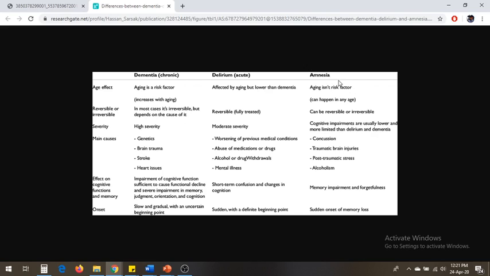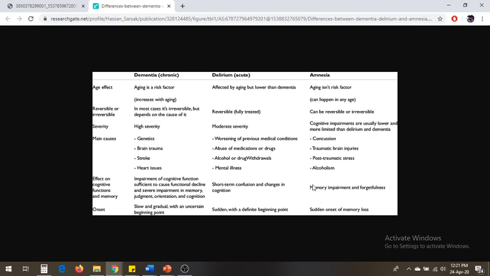Right? Amnesia, what is that? That's a kind of short-term memory loss. The exact word, short-term memory loss. Right? Aging is not a risk factor here, whereas in dementia aging is a risk factor. It can happen at any age. Sometimes we used to mock people, right? Whether you are having short-term memory loss. Yeah. So that accounts for amnesia. It can be reversible or irreversible. Most of the time that's reversible.